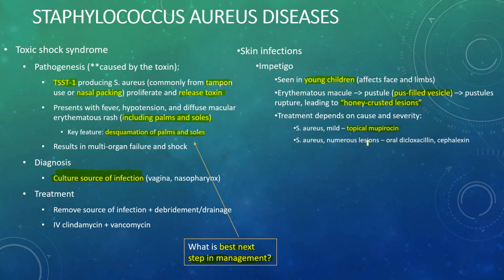If there's a lot of lesions and it's caused by Staph aureus, it's more diffuse. So you want to give an oral antibiotic that has higher bioavailability. So you can give oral dicloxacillin or cephalexin.